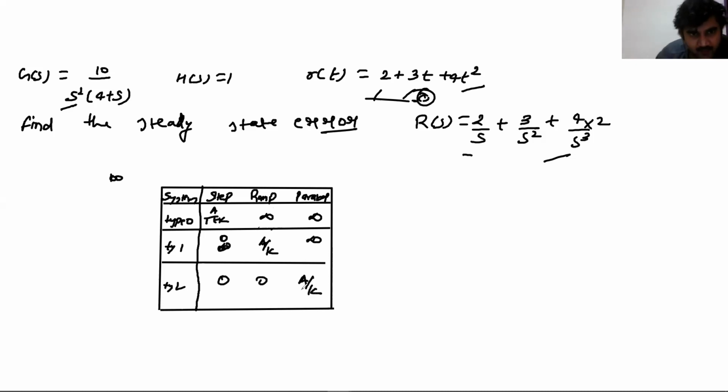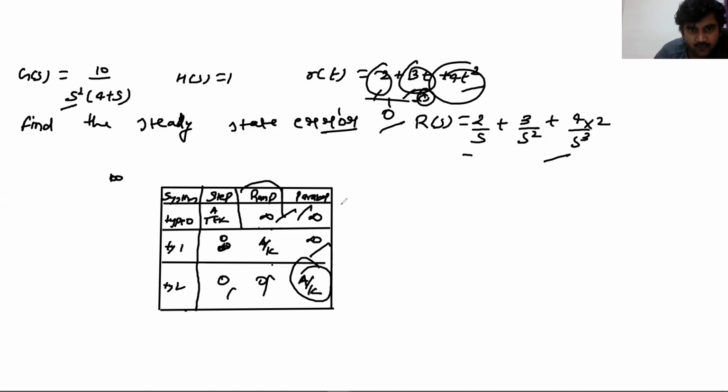So if the type of the system is 0, only step input gives you error, and the ramp and parabolic inputs give you infinite error. For type 1, only ramp will give you an error. Parabolic will give you an infinite error. For type 2, these two will not give an error, and only parabolic will give an error. This is type 2. So step and ramp will give you 0 error, and only this factor will give you some error. Okay, so remember this table.